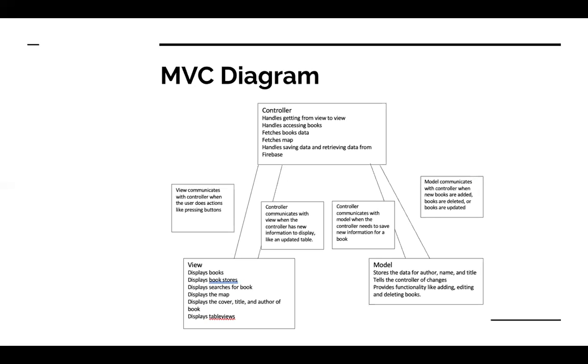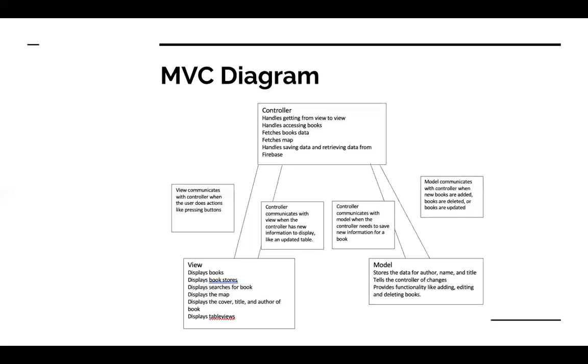And so the model is going to be responsible for storing the author name and cover of the books, telling the controller of changes, and providing functionality like adding, editing, and deleting books. So the model is going to communicate with that controller whenever new books are added, deleted, or updated, so that the controller can tell the view to go ahead and update the book list.